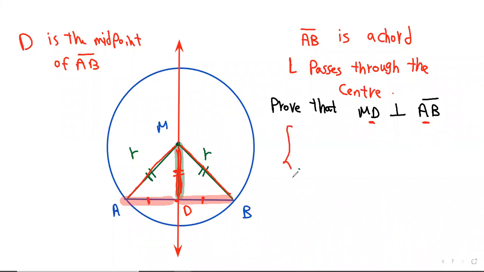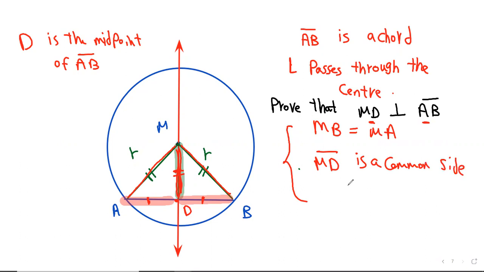So we have MB equals MA, and also we have MD. MD is a common side, and BD equals DA. So the two triangles here are congruent. And from that, we can deduce, if the two triangles are congruent, that this angle here is equal to this angle.